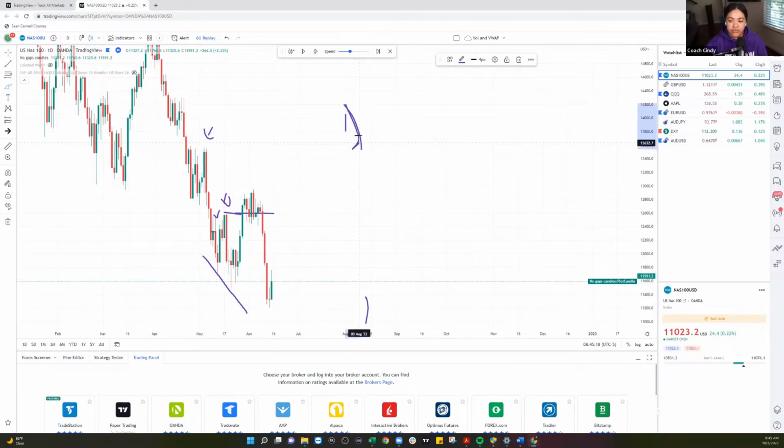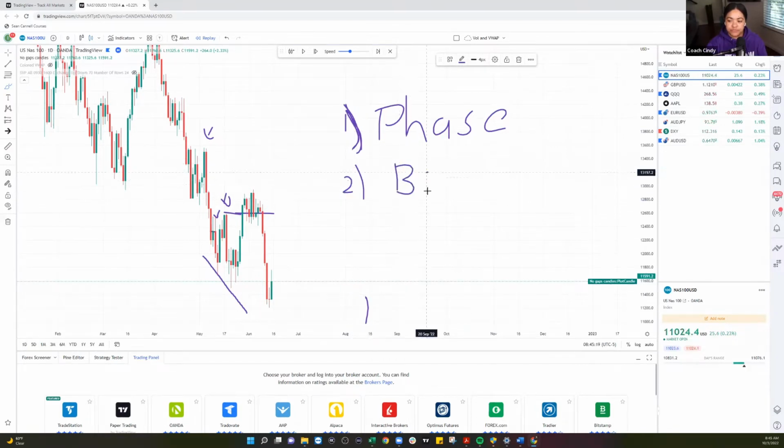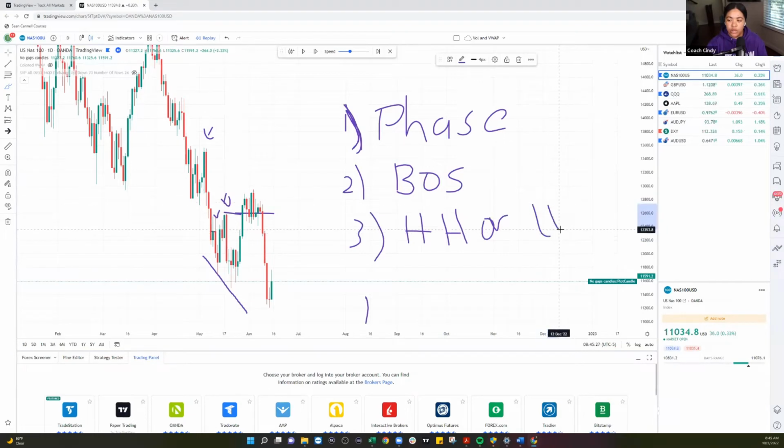In order to identify a trend, you're going to be looking at the phase. Okay, write it down. You are going to look for break of structure. And then you are going to look for, is the market making higher highs or lower lows? So number one, was there a break of structure? Yes or no? Yes, there was a break of structure. Right here, there was a break. But was the phase complete? Was it 2 phases right here at this break of structure? Yes or no? No.